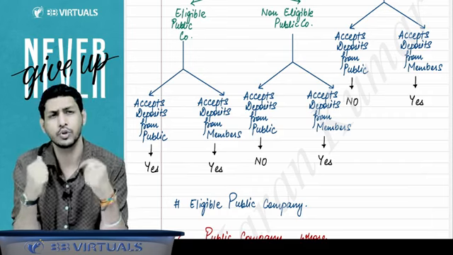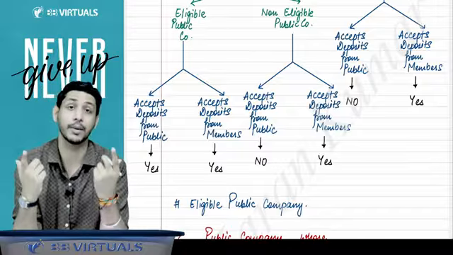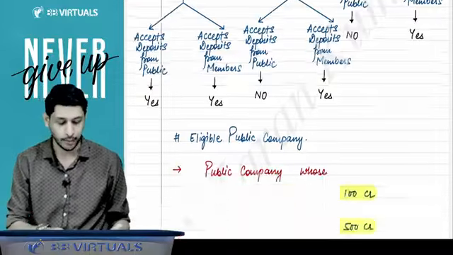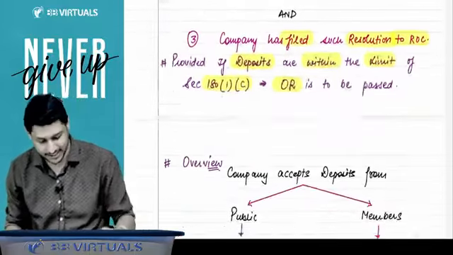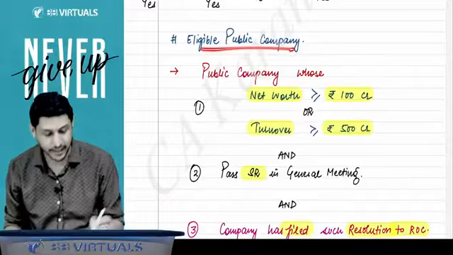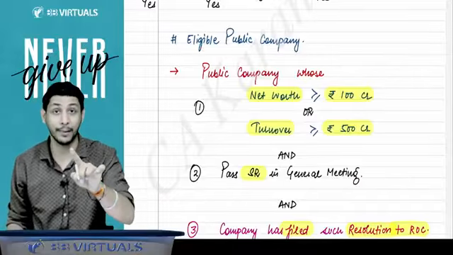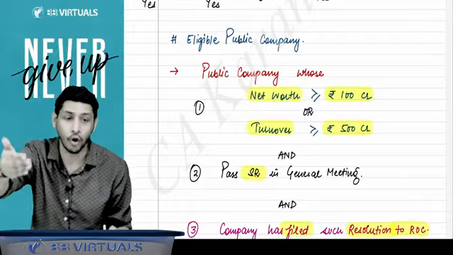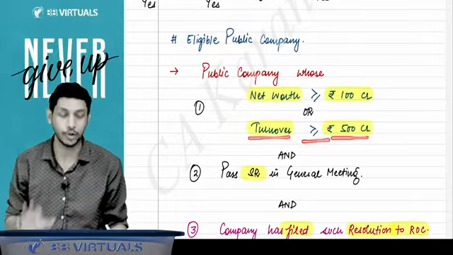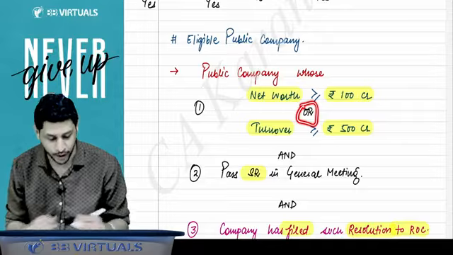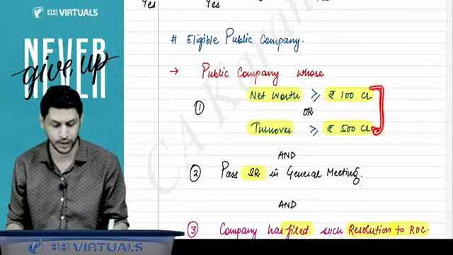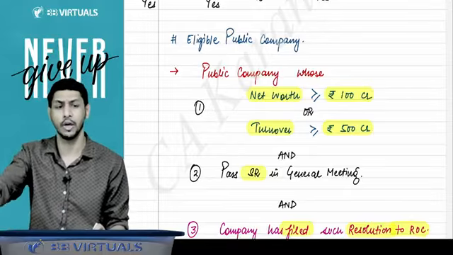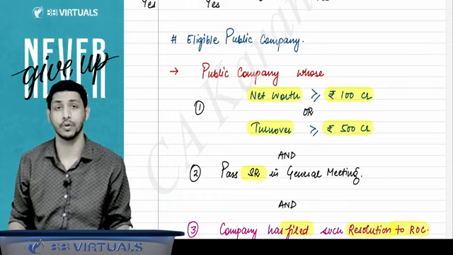Sir, then you should tell us now, what is an eligible public company? What is the criteria to be an eligible public company? So if I talk about the eligible public company definition, here is the criteria: an eligible public company means a public company, and the net worth should be greater than or equal to 100 crore, or turnover should be greater than or equal to 500 crore. Because "or" is written, you have to satisfy any one of the criteria. You need not satisfy both criteria. Either your net worth is 100 crore or more, or your turnover is 500 crore or more.